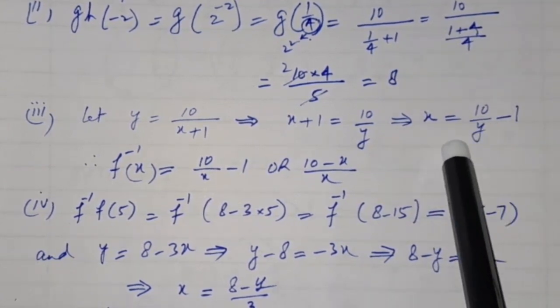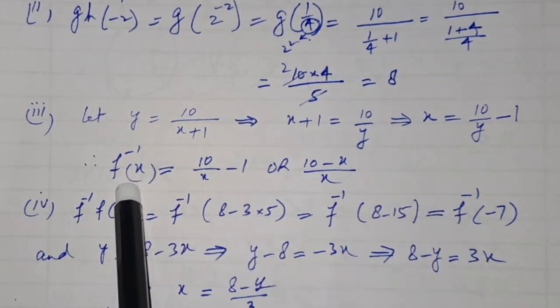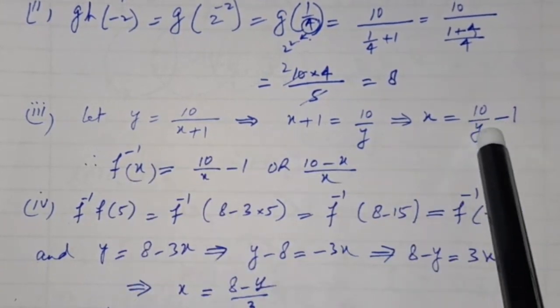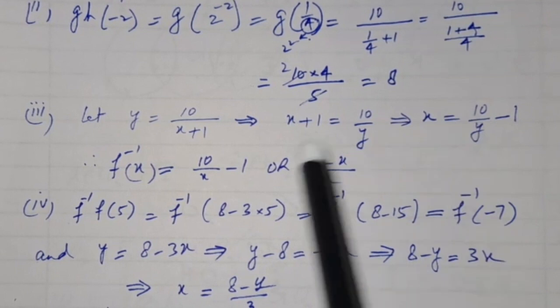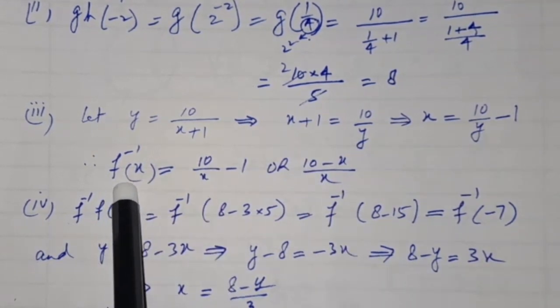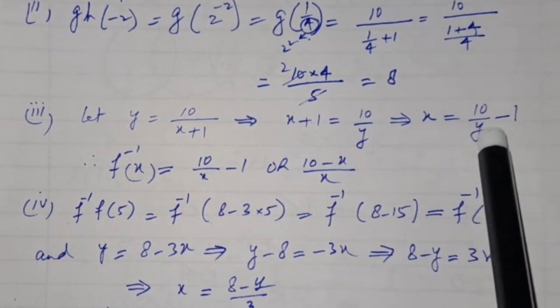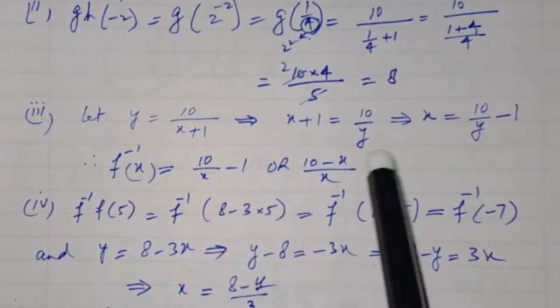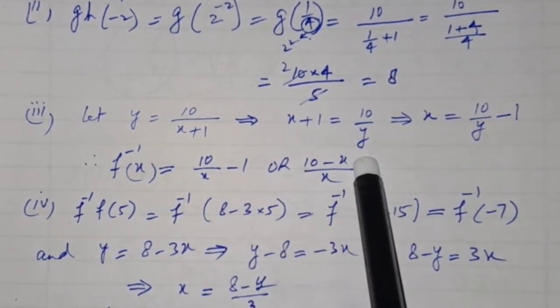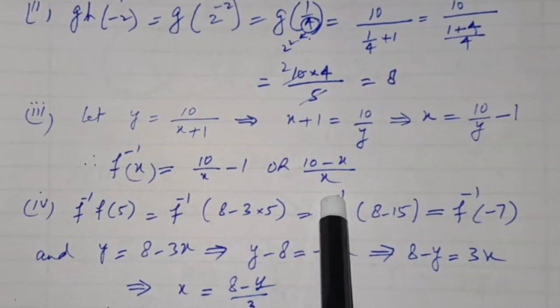Now we take g inverse x. In place of y, we will write x, and this will become g inverse x, which is equal to 10 over x, x in place of y, minus 1, or we can write 10 minus x over x, and get 3 marks.